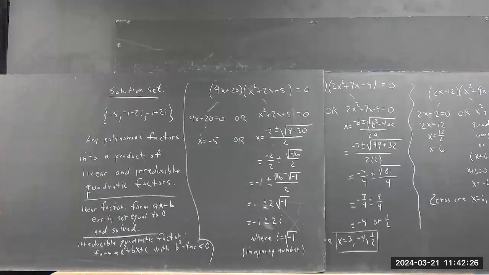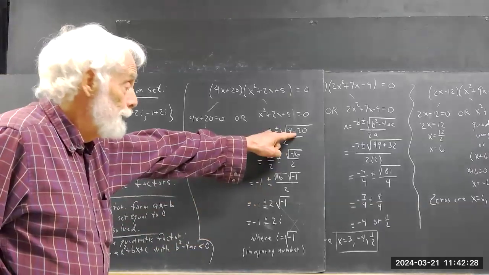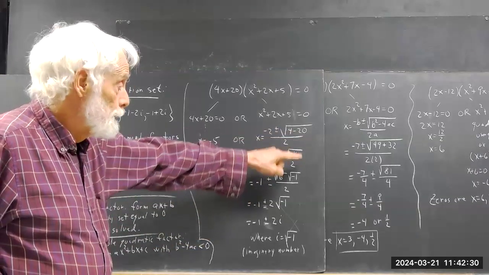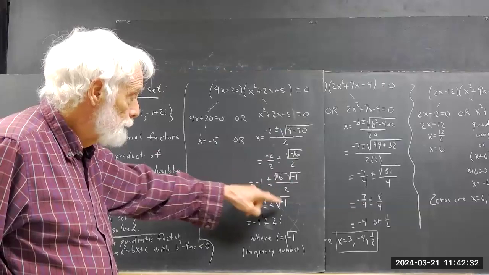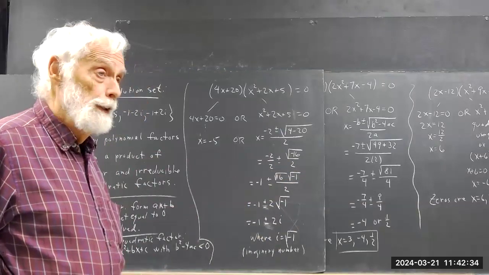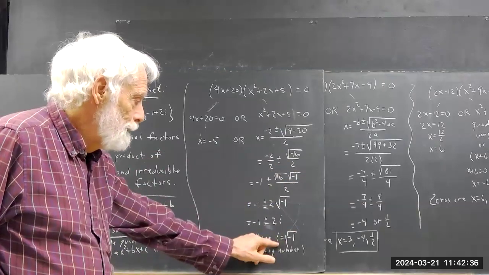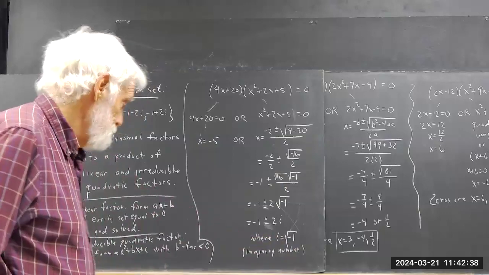B squared minus 4AC is what goes here. And if it's less than 0, it's going to be negative. So you're going to have to factor out the negative 1 and get an i. Okay?